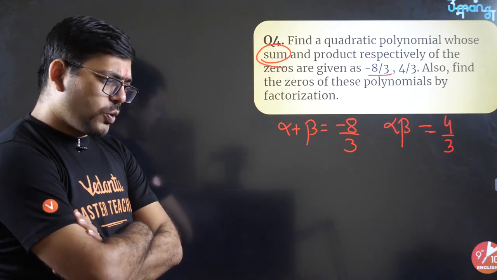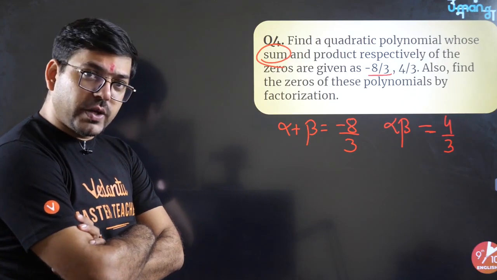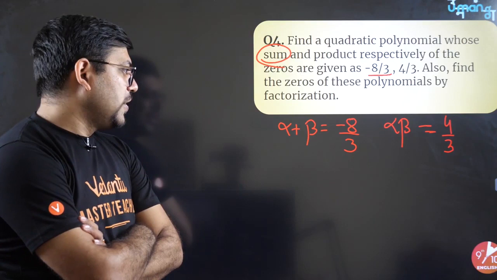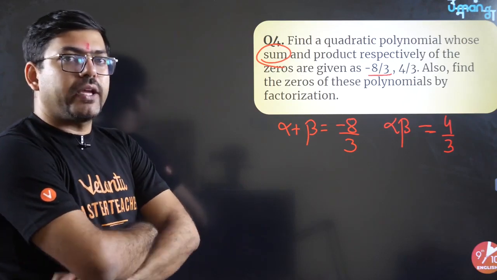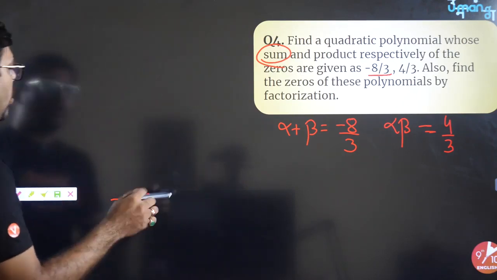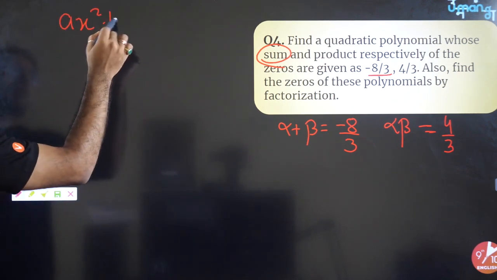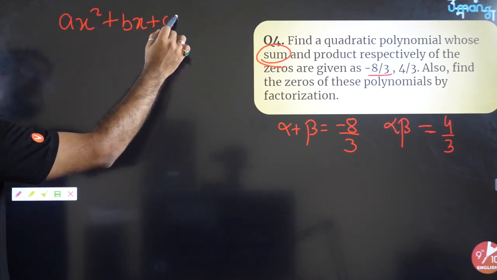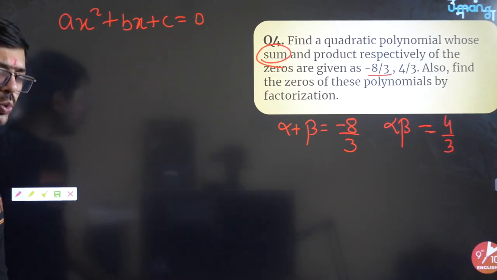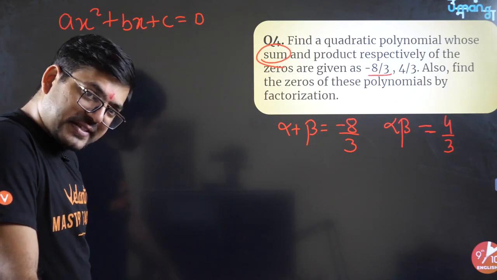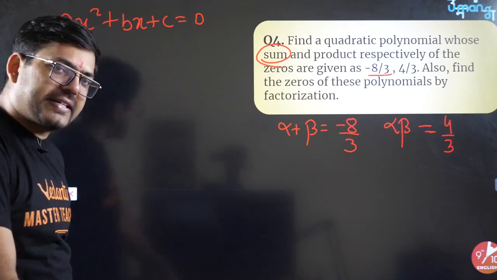So for finding the zeros, I guess first of all we need to find the equation. How would we find that? That is the question. We know that all quadratic equations are in one format, that is ax square plus bx plus c equals to 0. I hope you also know that. If this is the situation, then are you understanding one thing?